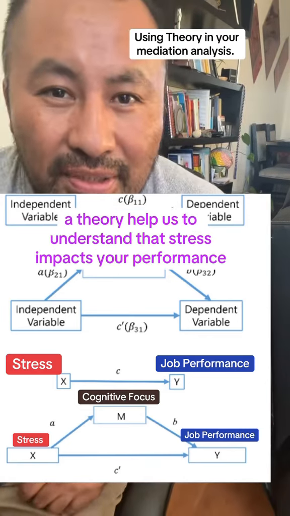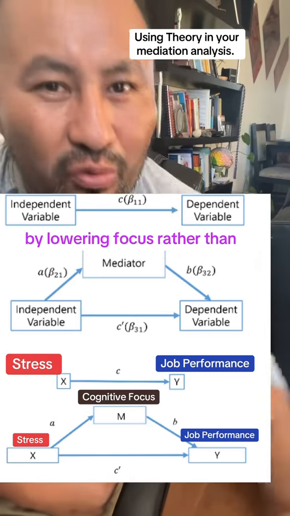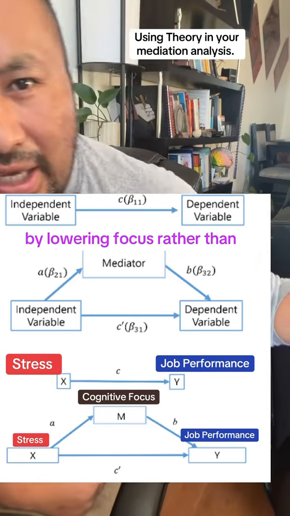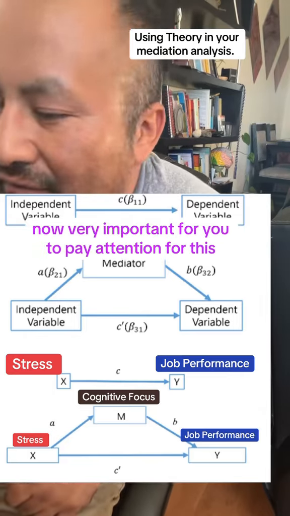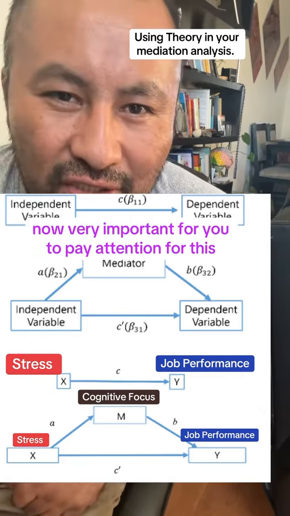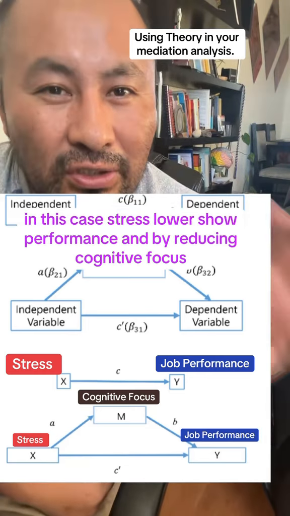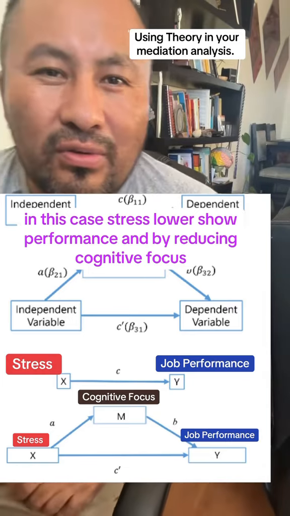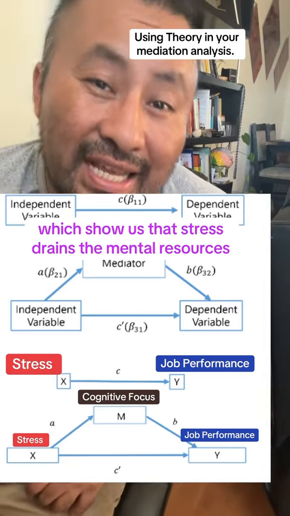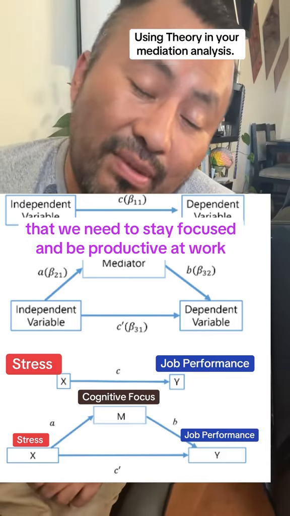A theory helps us to understand that stress impacts job performance by lowering focus rather than through other direct ways, right? Now, very important for you to pay attention to this, right? So a theory will explain how, in this case, stress lowers job performance by reducing cognitive focus, which shows us that stress drains the mental resources that we need to stay focused and be productive at work.